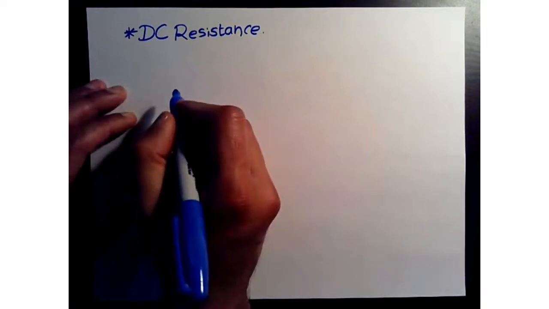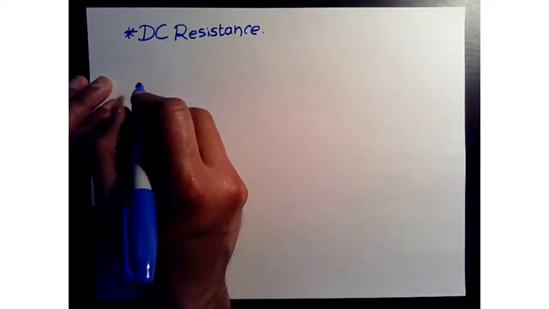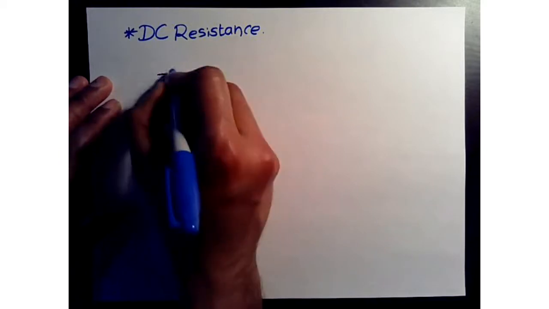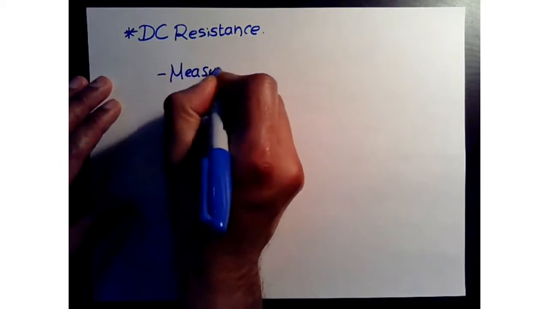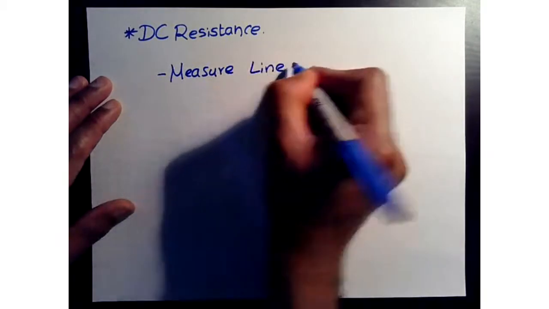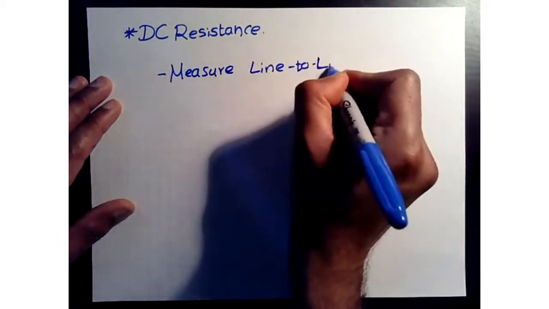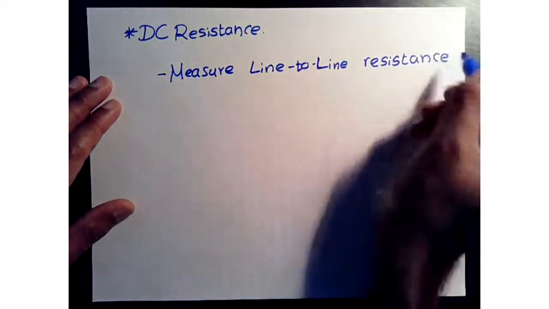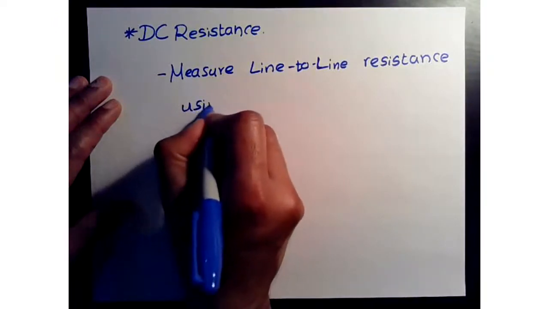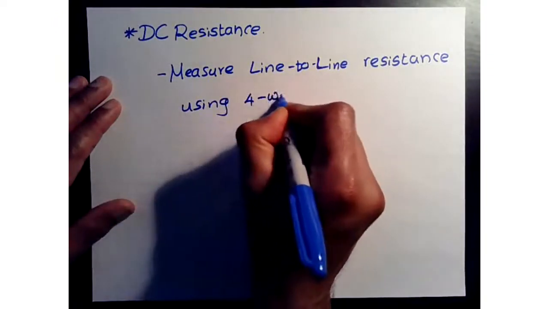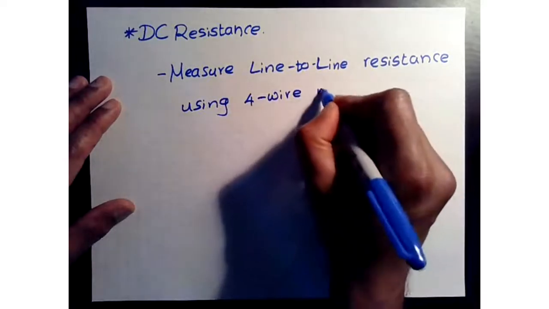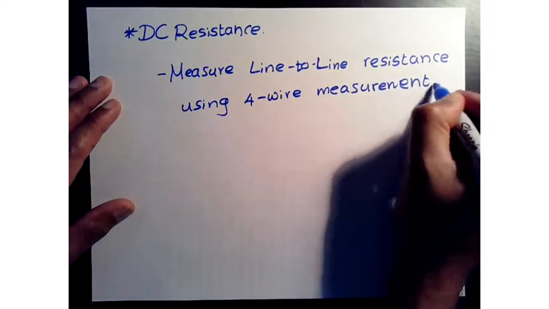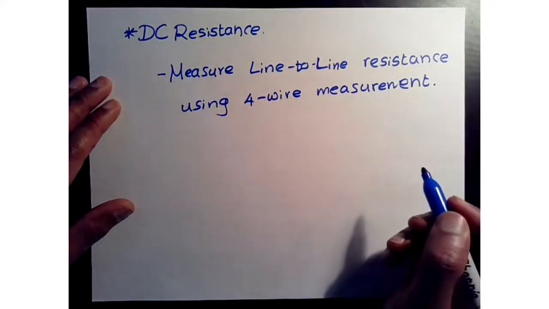Okay, so for that, what we typically do is we use the 4-wire measurement. We use 4-wire to measure line to line resistance using 4-wire measurement. Maybe you remember this from your 235 class.